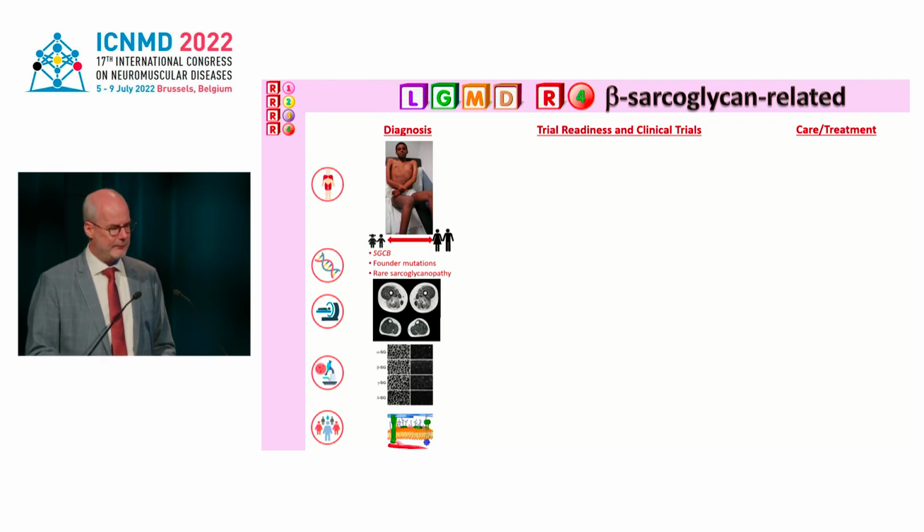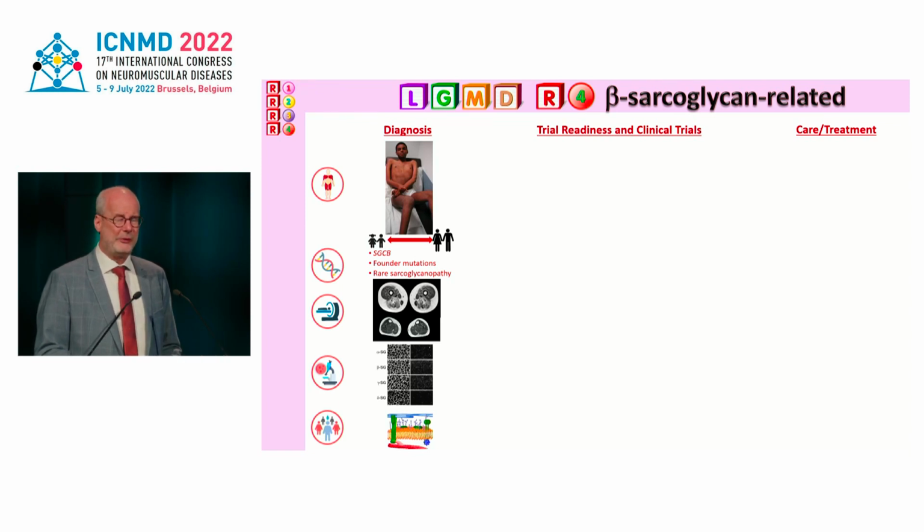Now, the second sarcoglycanopathy, beta-sarcoglycan, is actually a very rare sarcoglycanopathy. It's rarer than alpha and gamma. What's interesting in terms of the phenotype, there are overlaps with Emery-Dreifuss in terms of contractures, and also with collagen 6 with rigid spines. The onset and the diagnostics for all of them are very similar. So the MRIs, you can't distinguish one from another.